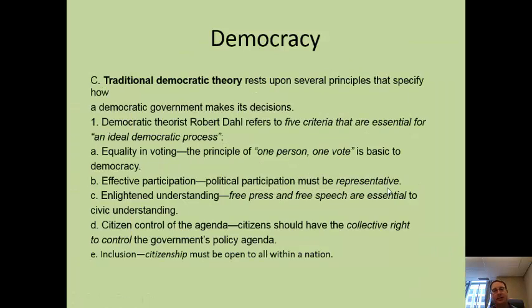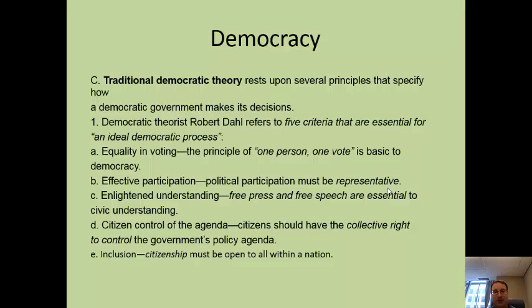So traditional democratic theory has several different principles that talk about how democratic government works. Robert Dahl is a famous political scientist, and he has five criteria that are essential for the democratic process. So equality in voting, that's basic to democracy. Everyone's vote has to count for one vote, instead of one person being able to vote 50 times and having their vote count for more, we have one person, one vote.